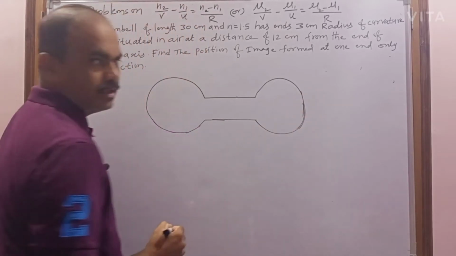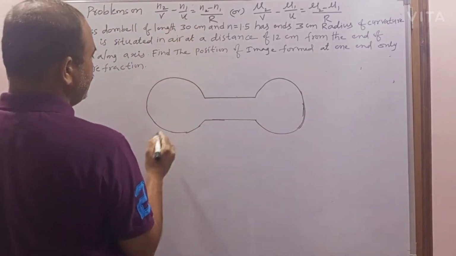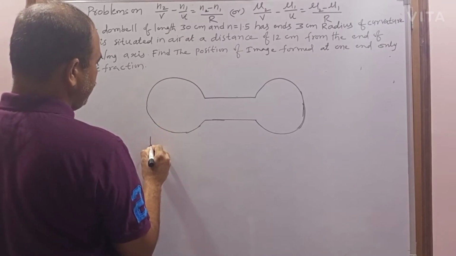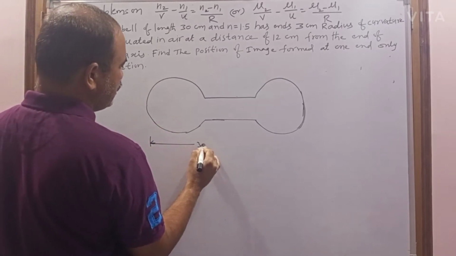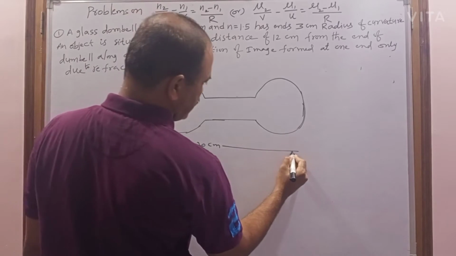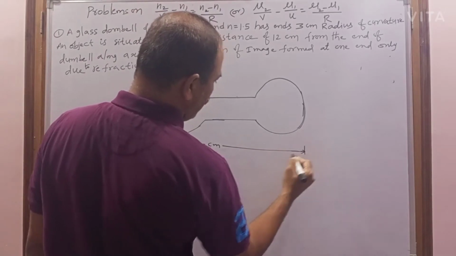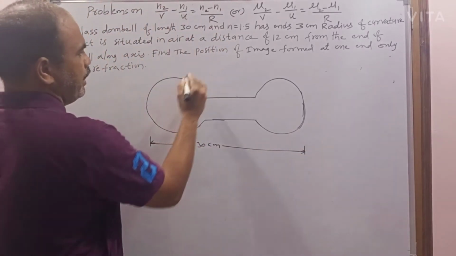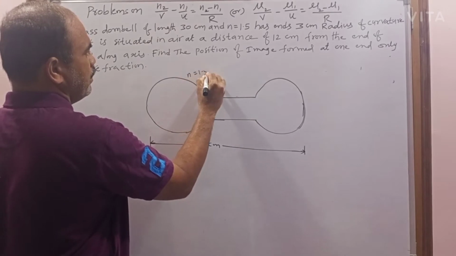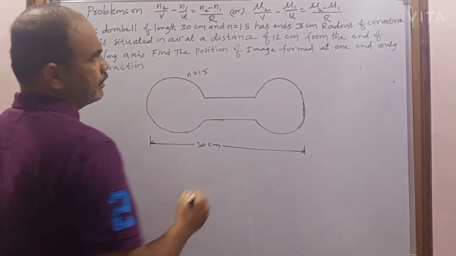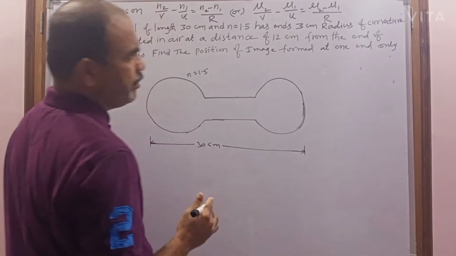It is a glass dumbbell of how much length? The length will be 30 cm. From here to here is 30 cm, from the first end to the second end. And its refractive index is 1.5. So it has ends of 3 cm radius.